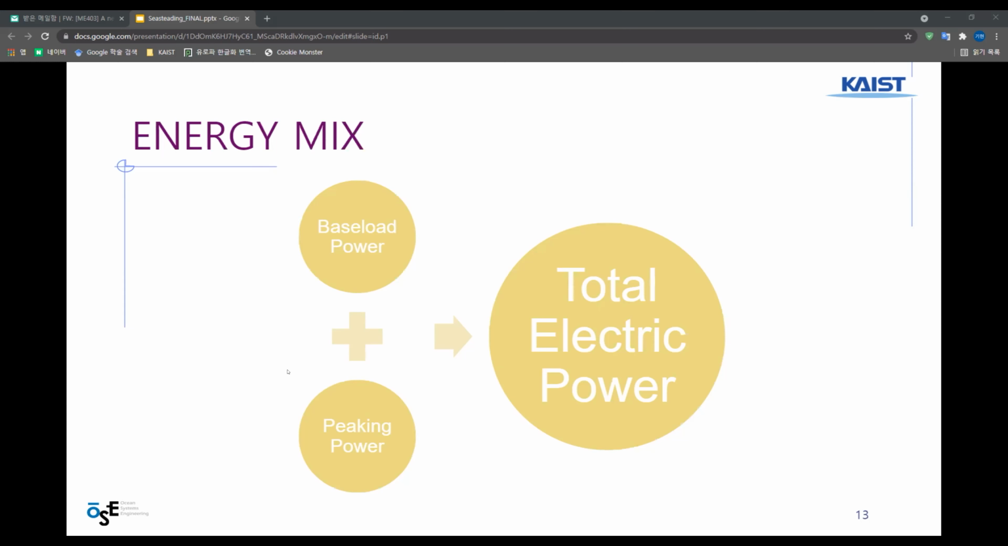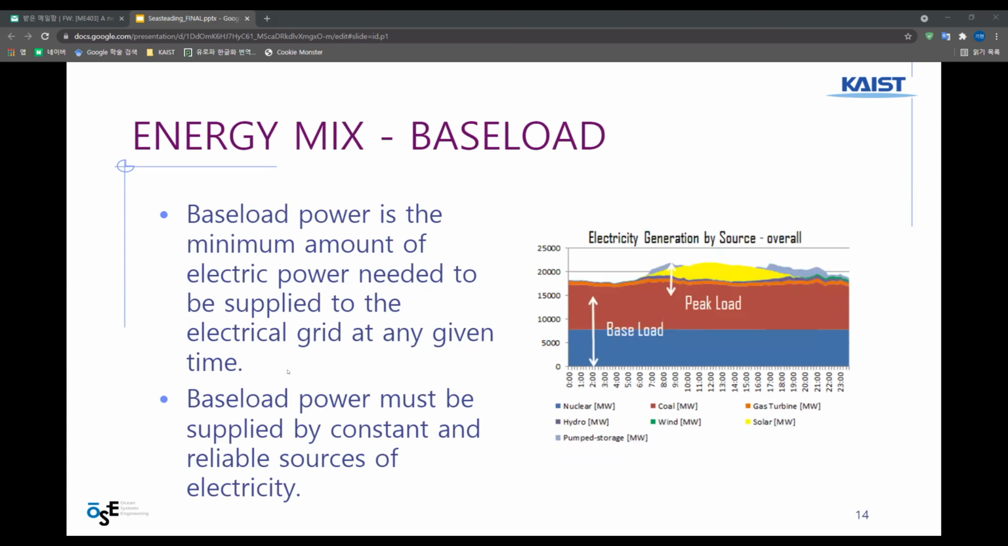The energy mix needs to consider two things. First is base load power, and second is peaking power. The sum of base load and peaking power is the total electric power for the energy grid. Then, what is base load power? Base load power is the minimum amount of electric power needed to be supplied to the electric grid at any given time. Thus, base load power must be supplied by a constant and reliable source of electricity.